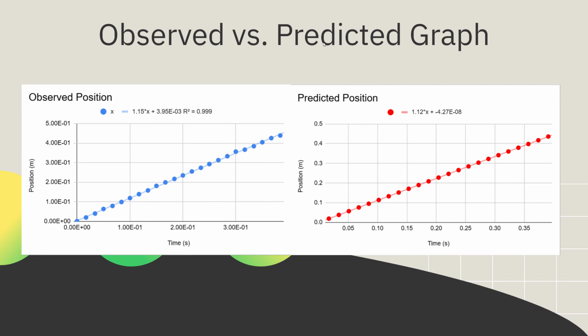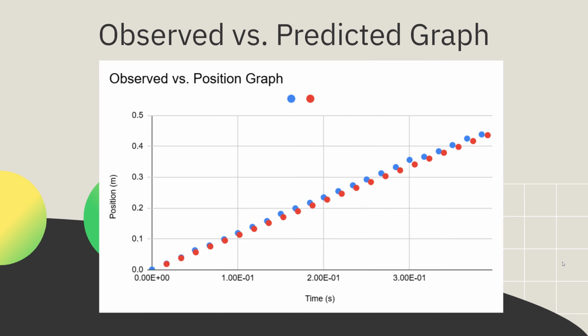What came next was the generated computational model as a predicted graph, as well as the observed graph. The observed graph is shown on the left in blue. The predicted graph, or the computational model from the GlowScript application, is shown on the right in red. Here, both graphs come together, with blue being observed and red being predicted. It shows how very little difference there is between the two lines, and they're actually very similar to one another, with minor discrepancies.